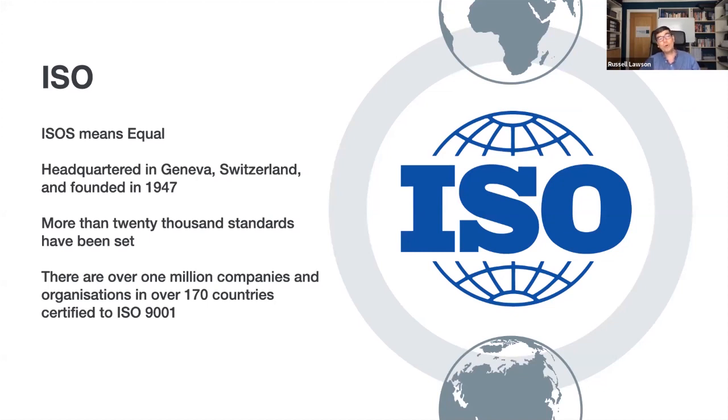The other question would be, how popular are they? There's over 1 million companies and organizations in over 170 countries that are certified to ISO 9001. By way of comparison, there's more than 300,000 certifications to ISO 14001, which is the environmental standard, again in over 170 countries. But note that these figures are just ones who've been certified, so there may be many companies operating to these standards but not actually certified or in the process of getting certification. So that's a very quick whistle-stop tour of ISO standards and where they come from.